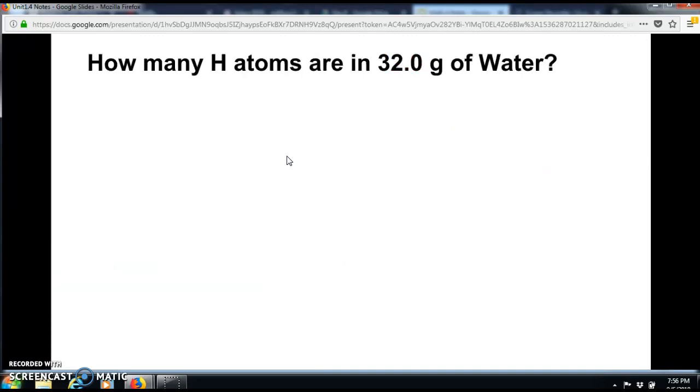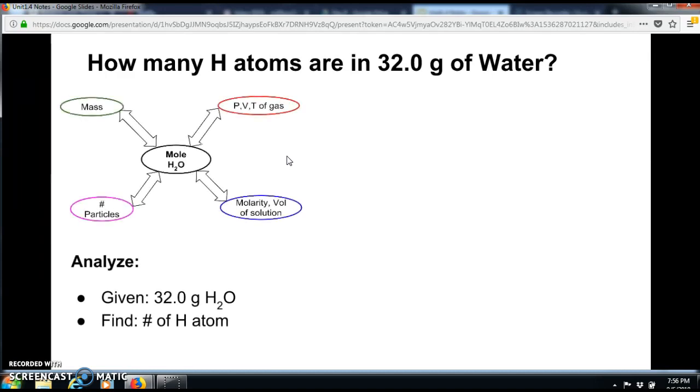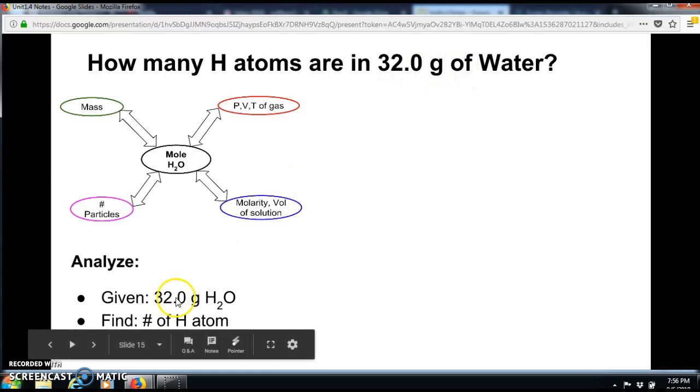Okay, we're going to look at now another example where this time we actually have to use the mole map. So we're asked in this case, how many hydrogen atoms are there in 32 grams of water? And this is where the mole map is helpful. Look at the information that we're given here. We're given 32 grams of H2O, and we're trying to find the moles of hydrogen atoms. So we're given the amount of one substance, and we're trying to find the amount of another substance.